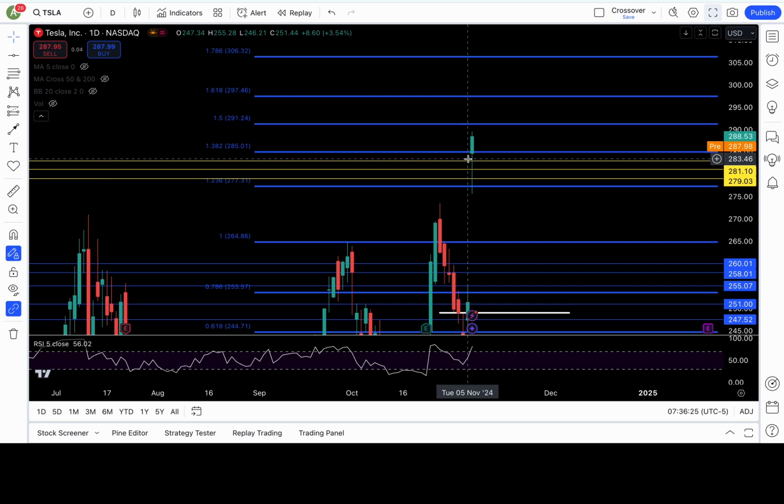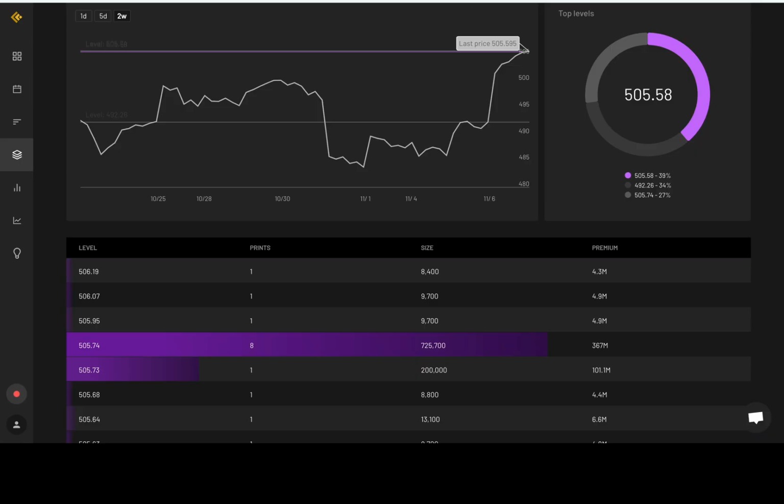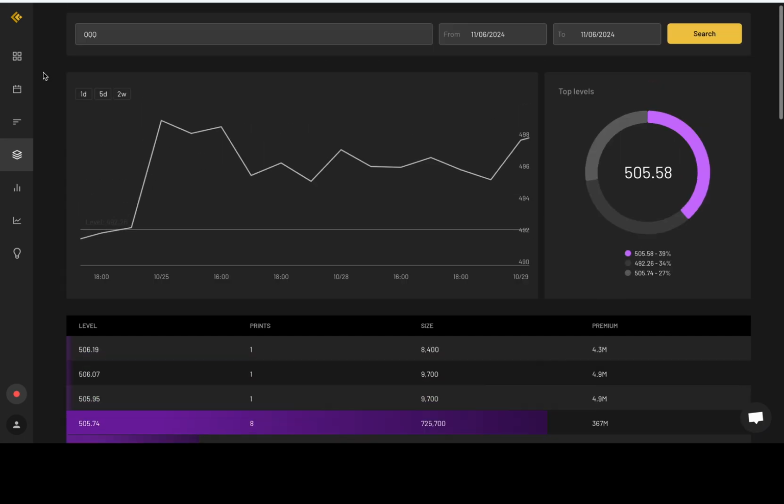Unless we can break down some support levels. Okay, if we're below 288, then 286.5 and 285 are fib levels. Well, 285 is the fib level. They're both support, and if they break down, maybe we can get some type of pullback to the downside. 283, 281, and 279. What do we got for dark pool?